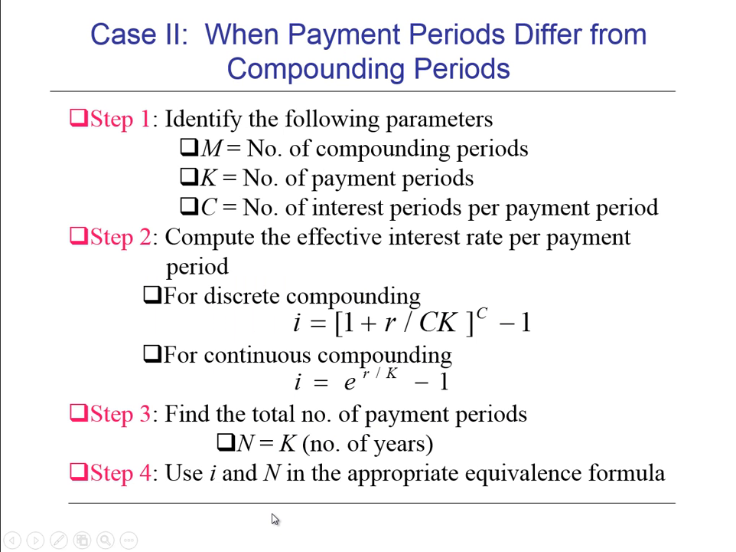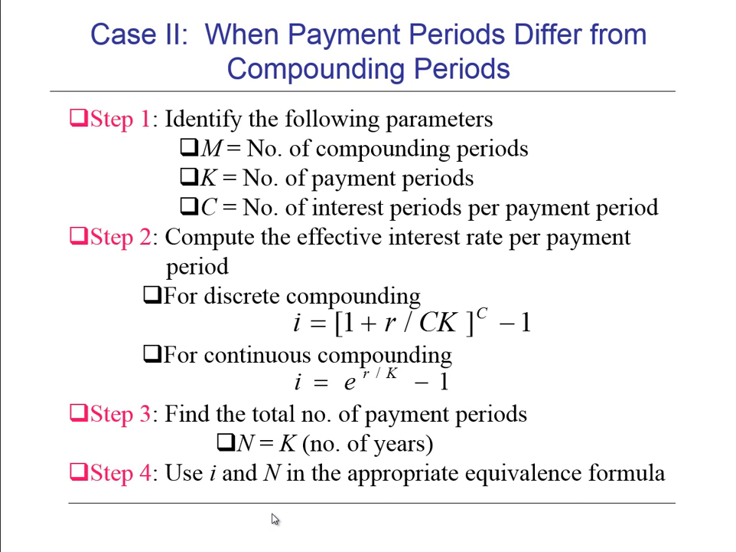In the second case, when payment period differs from compounding periods, we go through the first step, which is identifying the M, K, and C. Then we compute the effective interest rate. If discrete, we use the formula I is equal to (1 plus R divided by CK) to the power C, minus 1. If continuous, we use the formula I is equal to e to the power R divided by K, all minus 1.